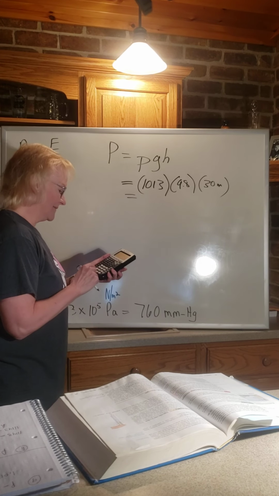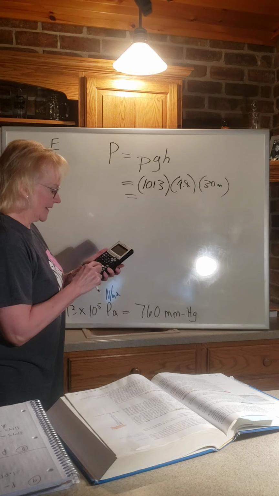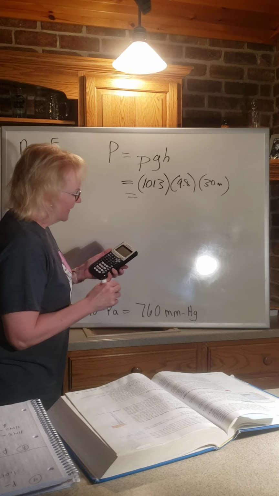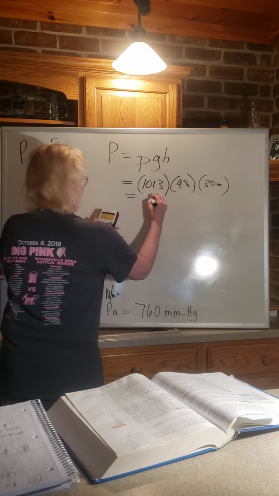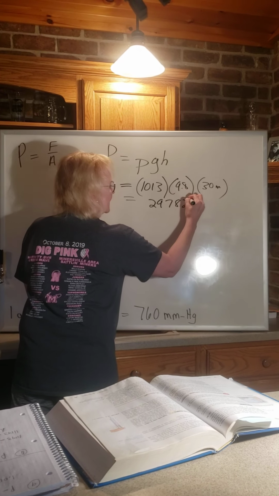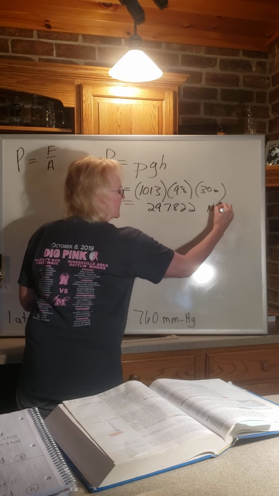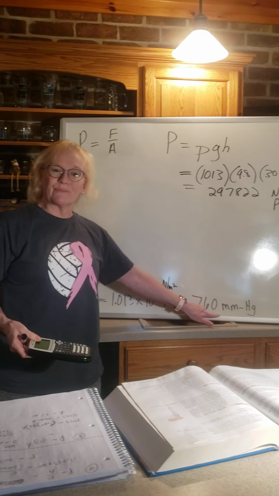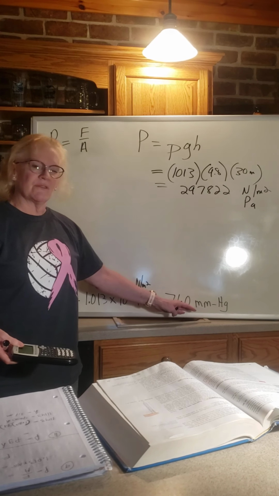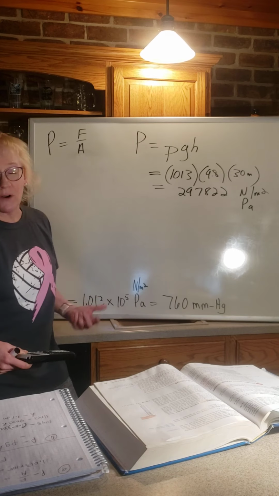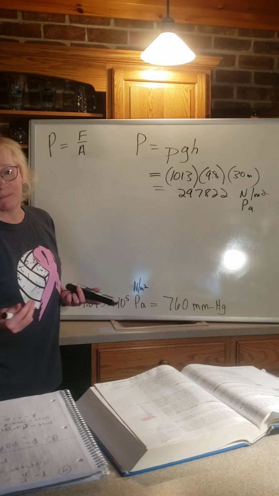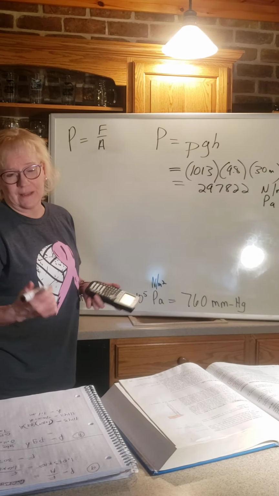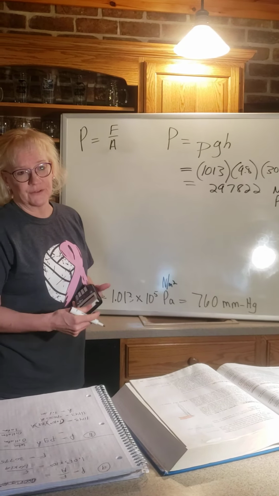1013 times 9.8 times 30. You get almost 300,000, about 297,822. This is in newtons per square meter, which is also a Pascal. That is one of the units we use for pressure. Here's the other ones: atmospheres and millimeters of mercury. Millimeters of mercury, that's when you measure something with a barometer, and the liquid in a barometer is usually mercury, and how much it rises, you measure that in millimeters. Okay, so that's the example.